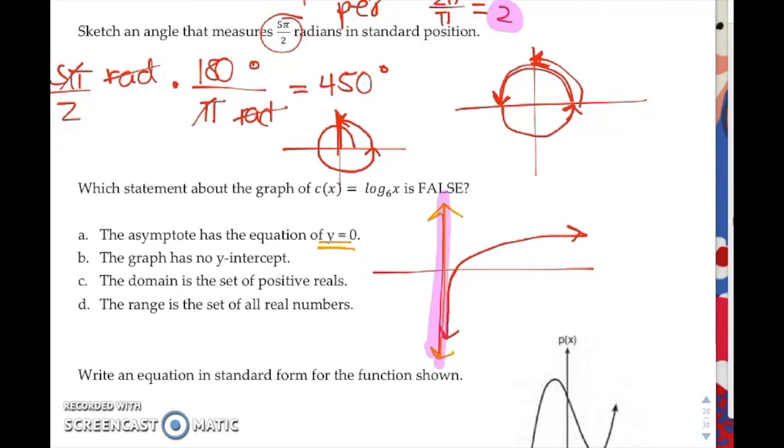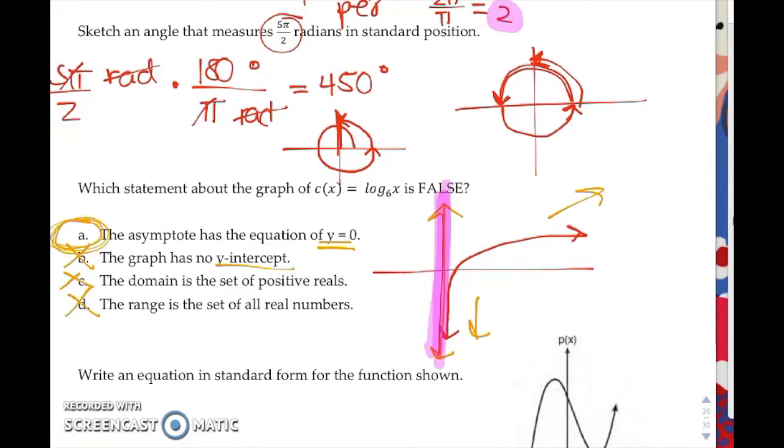The graph has no y-intercept. Well, that is true because remember, if this is our asymptote, we never cross the y-axis. So that one's true. The domain is all positive reals. Well, since we can't hit 0, but it's everything other than that, that's true. And the range is all real numbers. Well, this goes down forever, and this is going to keep going up. So that is true. So A has to be the one that's false.